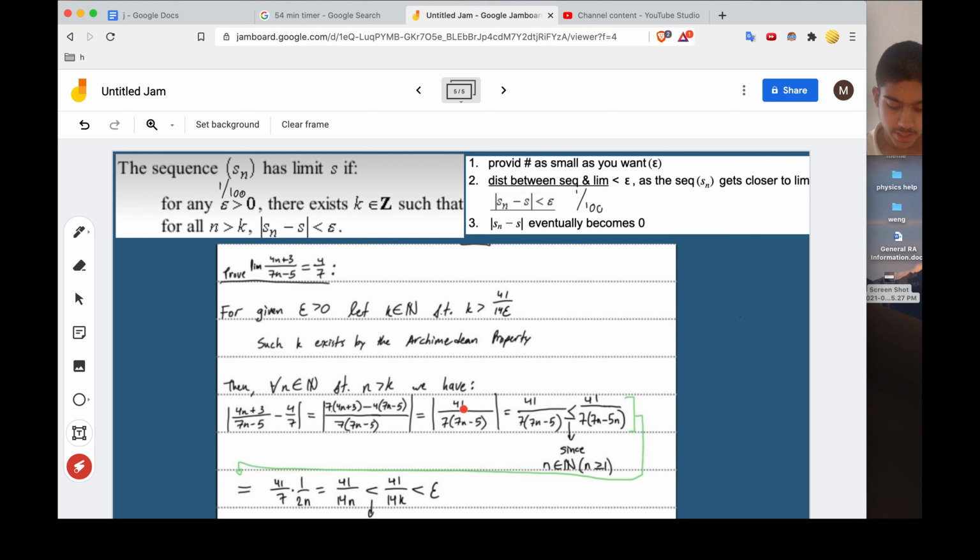Okay, and the bottom stays the same. Now what we're going to do is say that this value right here, which we just rewrote again, is less than this fraction. What did we change? We made this 5n.